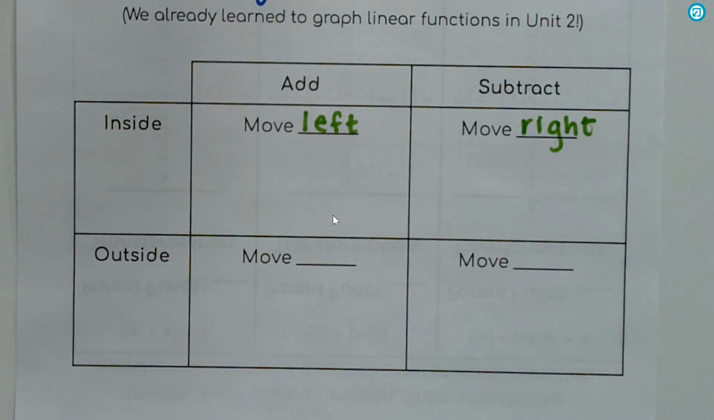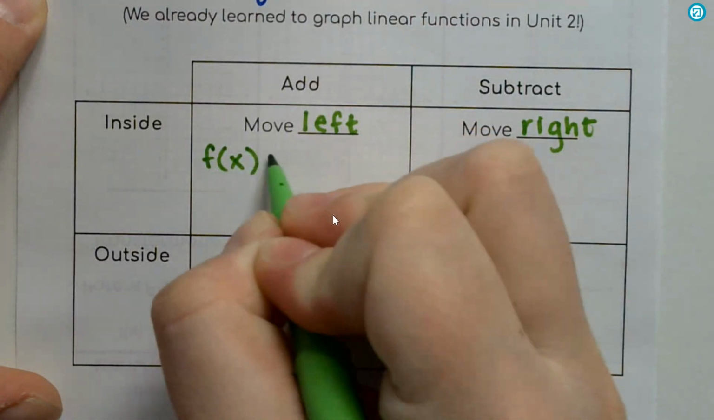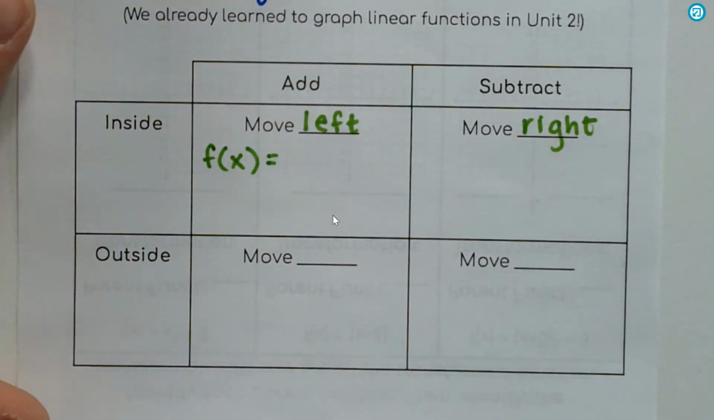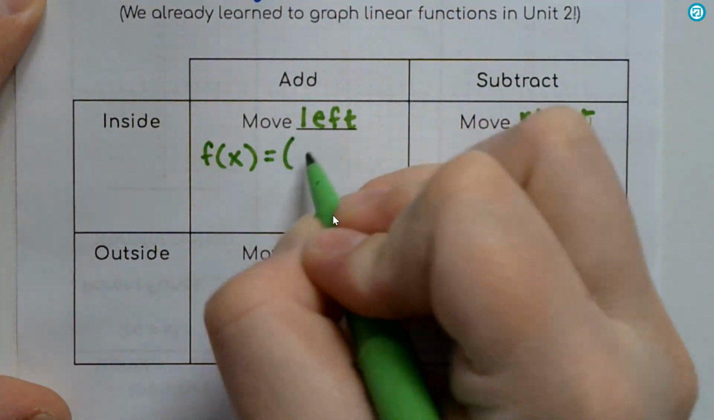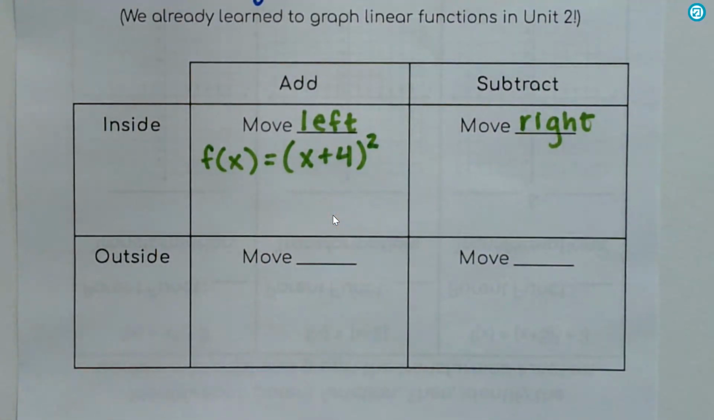I am going to give you an example of what adding inside and subtracting inside looks like with these 2 functions we're going to look at. With a quadratic function, that would be f of x equals, and then inside parentheses, x plus 4, and then close your parentheses squared. We're just using 4 as our example. That's just a random number I picked. So that's what it would look like to add inside a quadratic.